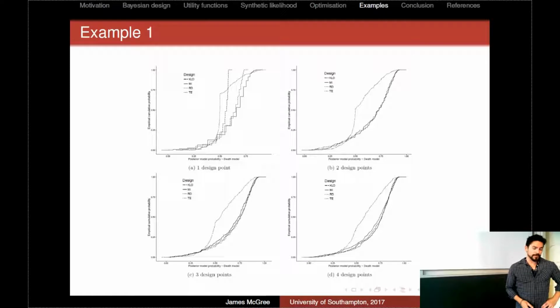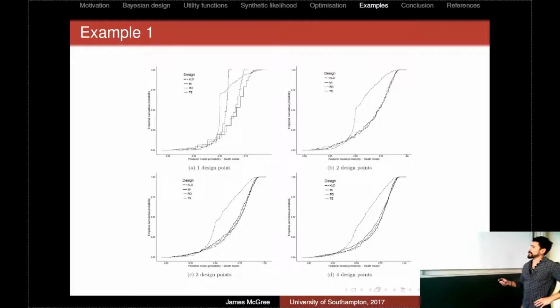Okay? I didn't explain what this plot is, did I? This is the empirical cumulative distribution of the 500 posterior model probabilities. So basically what we want in an ideal situation is this line staying at 0 density all the way till close to 1 and then sharply rising. If we look at the 1-point case, the best design is obviously the mutual information for model discrimination. Then the second best is total entropy, third best is KLD, and lastly the random design.